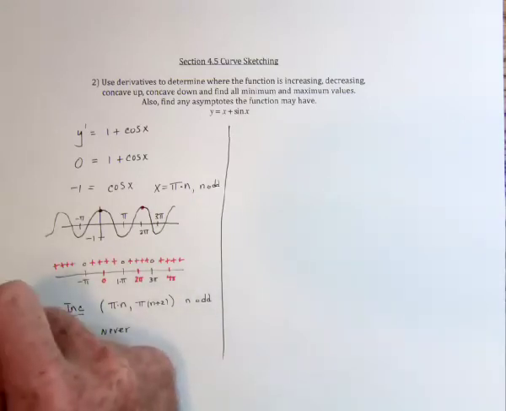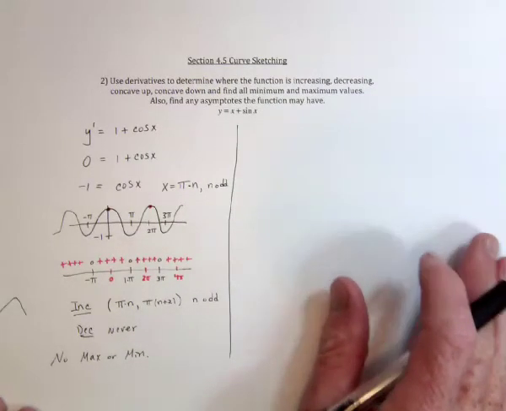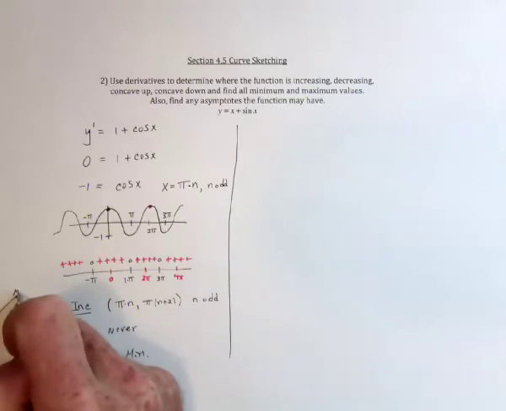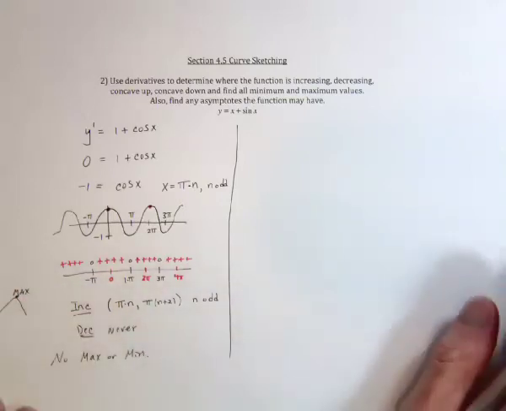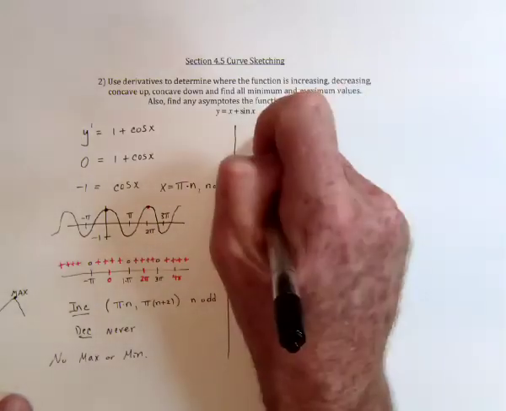Because in order to have a max, it would need to go up and then down. That would be a maximum, but it never goes down. Okay, next, how about the second derivative?